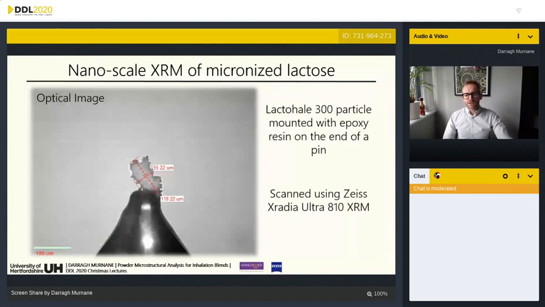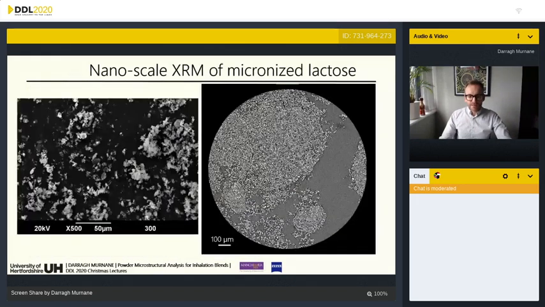So then we can also look down at the nanoscale of XRM. Here we have a single agglomerate of lactohale 300 that's mounted on top of a pin that we've scanned under the Ultra instrument, the nanoscale XRCT or XRM. And we can see the types of information that we're able to get out of this. So this is a typical 2D image of lactohale 300. We can see, yes, it's possible to see agglomeration, but really we're losing an awful lot of the fine detail that we see when we place this material inside a tube.